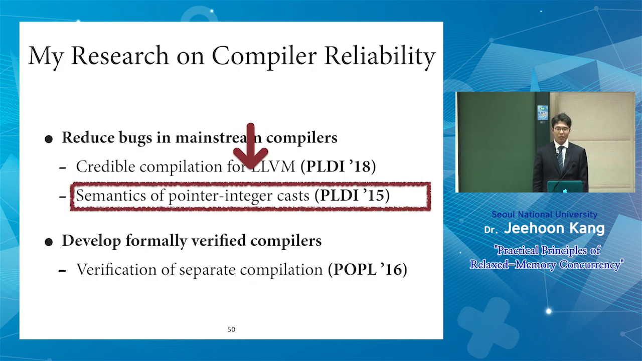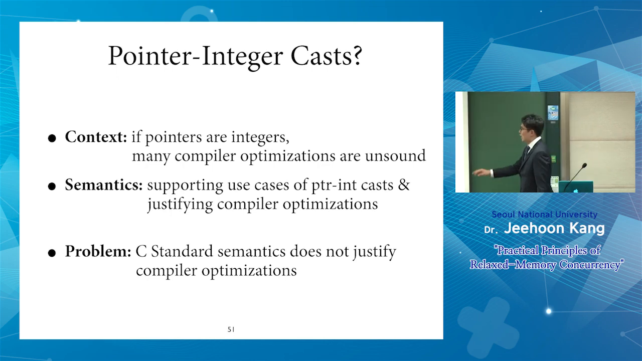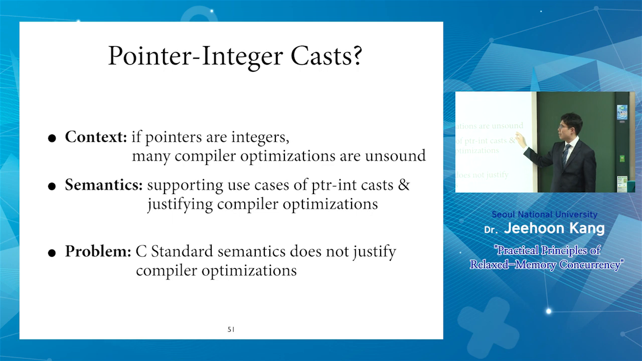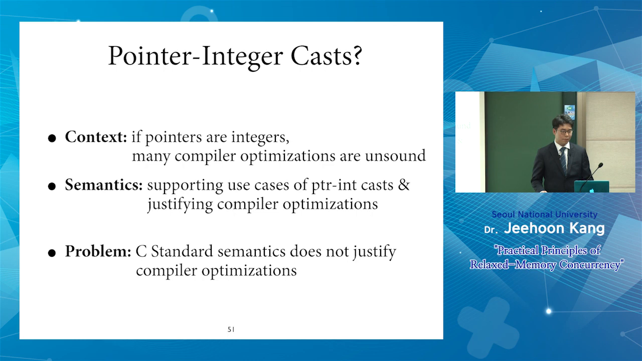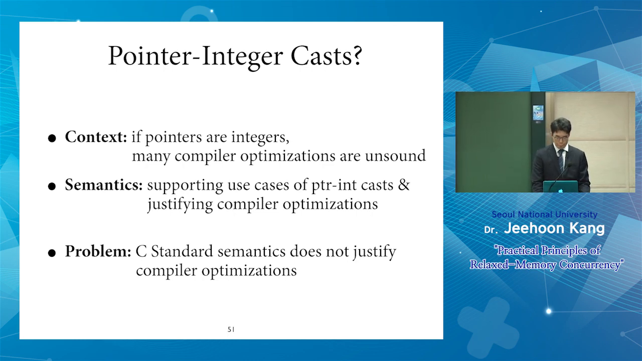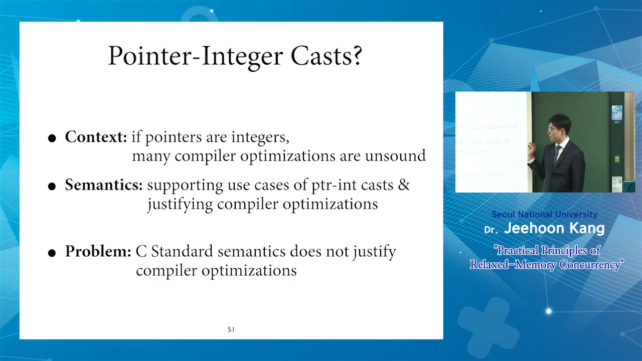The next project is the semantics of pointers and casts between pointers and integers. You may think that pointers are just integers, and the cast between pointers and integers is a no-op. However, if pointers are integers, many compiler optimizations are unsound. For example, alias analysis is invalidated when pointers are just integers. So we have to come up with the semantics of the programming language that supports the use cases of pointer-to-integer casts and justifies the compiler optimizations at the same time.